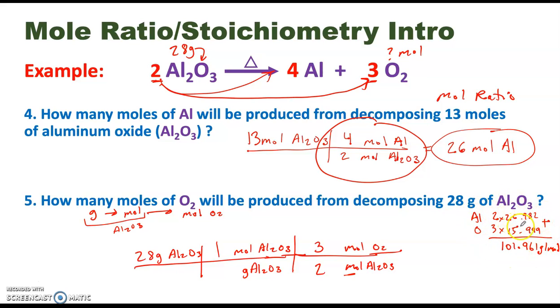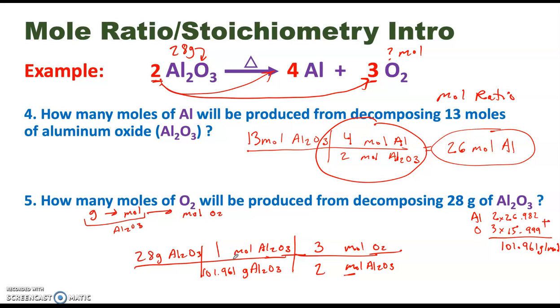So if you add up the molar mass of aluminum oxide, and I know I had to do aluminum oxide's molar mass because if you look, aluminum oxide is the compound in this step. So 1 mole of aluminum oxide has a mass of 101.961 grams per mole.